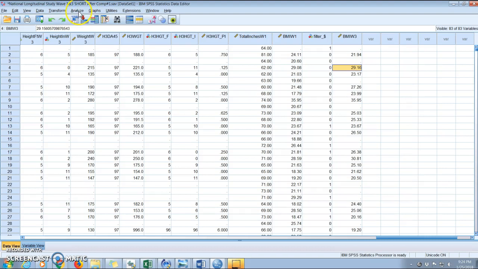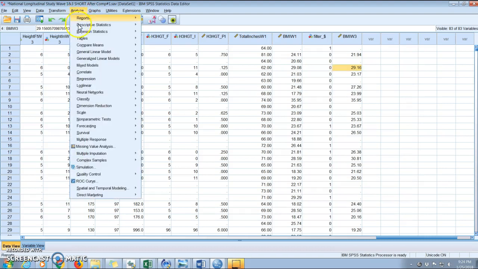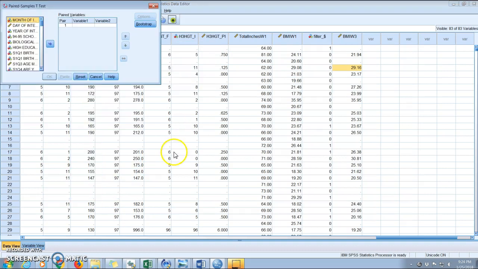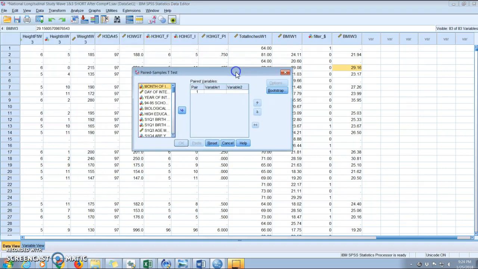So what I need to do now then is do the dependent samples t-test. I'm going to compare means. And this time, in SPSS, it's called a paired samples t-test, but it's the exact same thing as we've been learning in class, how to do a dependent or paired samples t-test. Click that here. And this one looks a little bit different than what you've seen for the independent samples t-test.